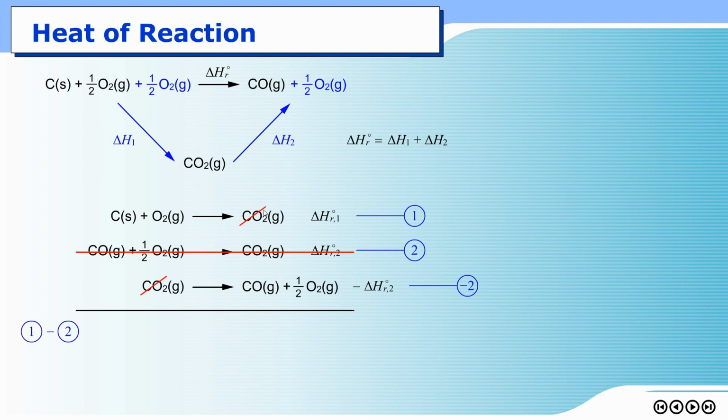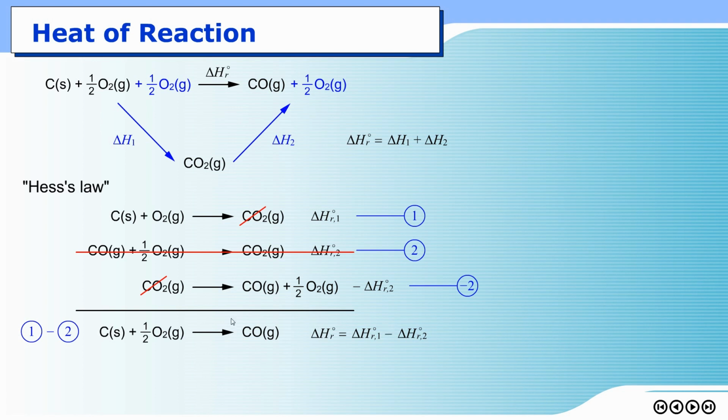So you can cancel the same compound from the reactant side and the product side, like carbon dioxide here, and that can be cancelled out, leaving only carbon. Oxygen here, 1 mole would cancel with half mole of oxygen, leaving only half mole on the left hand side. At the end, we will get this equation, which is the same as what we want to measure for the heat of reaction of our direct path. The heat of reaction is basically a combination of delta HR1 and minus delta HR2.